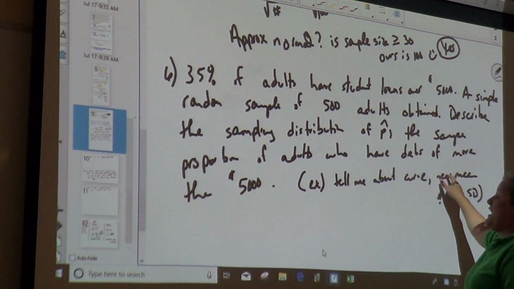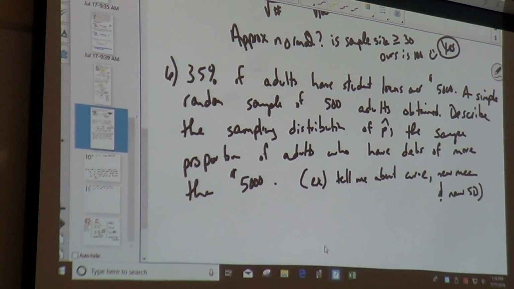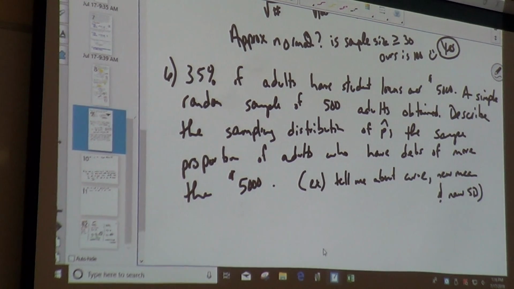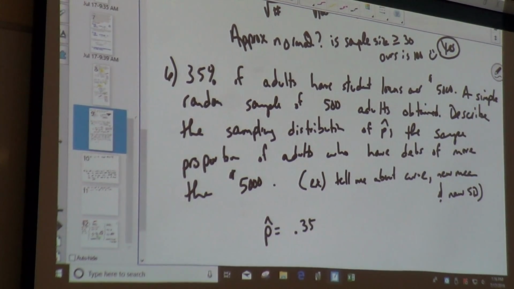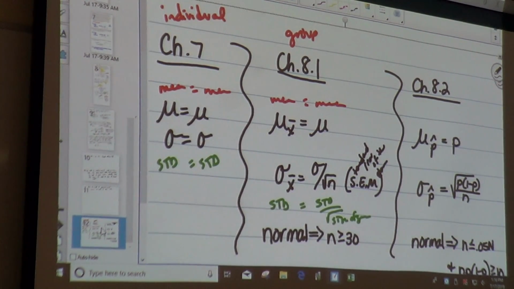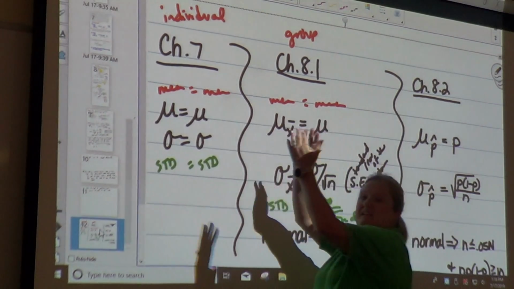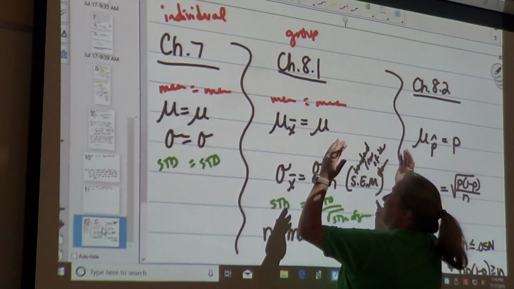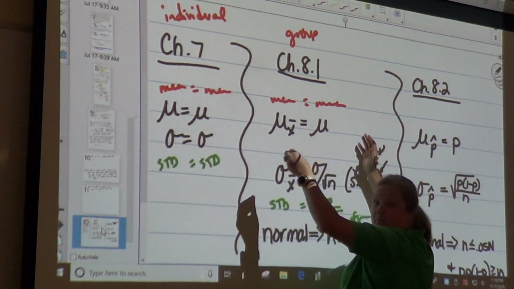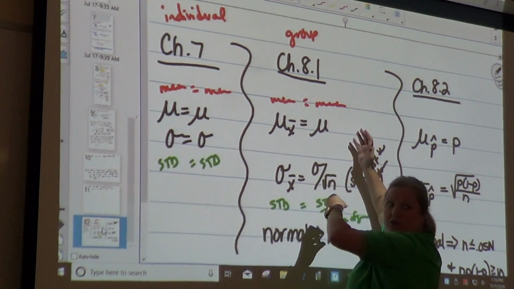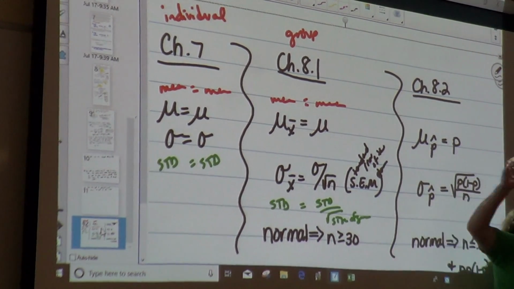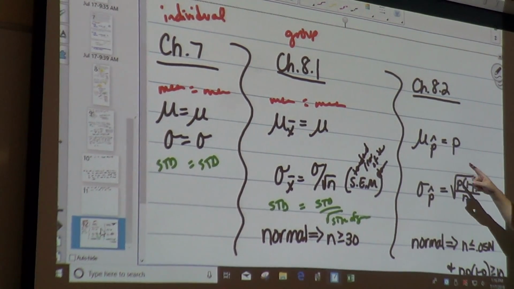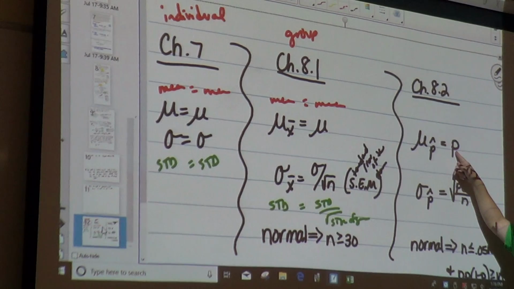So tell me about the mean. What is the mean for this problem? 0.35. Your p-hat is going to be 0.35. I'm going to pull this up for a second. This is the P problem. You have your basic problem, you have your sample problem, sample size of 100, sample size of 30, and then you have your P problem. So this is a P problem, so my mean is P.